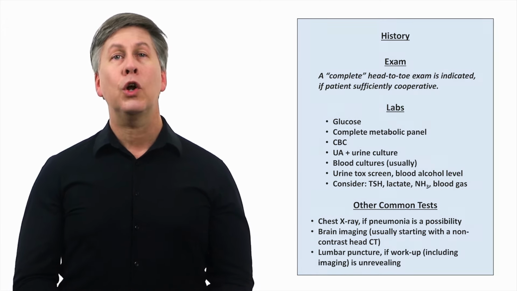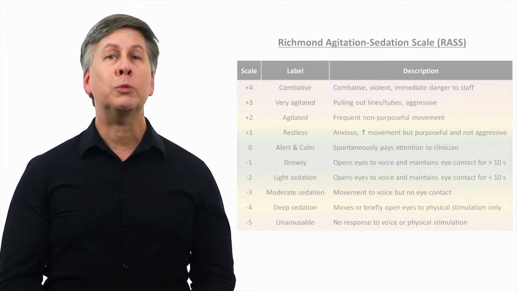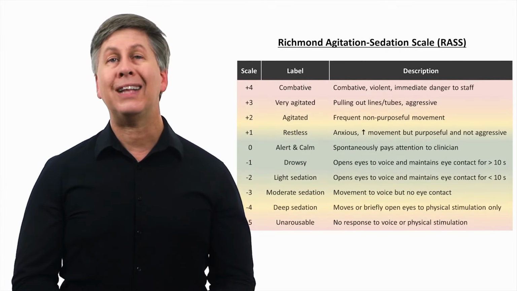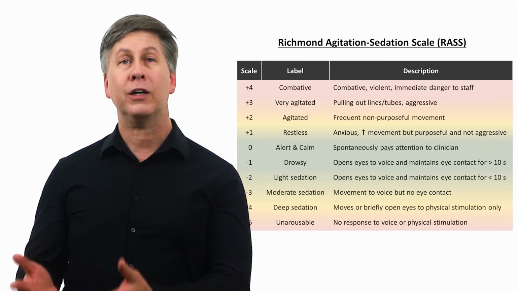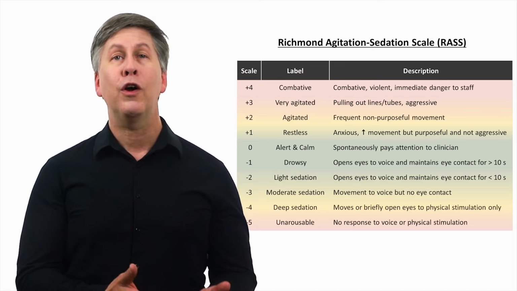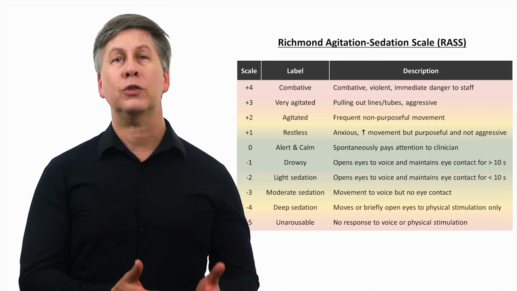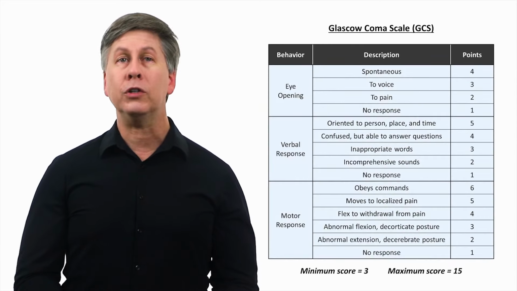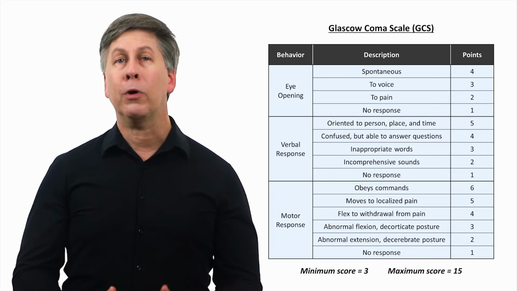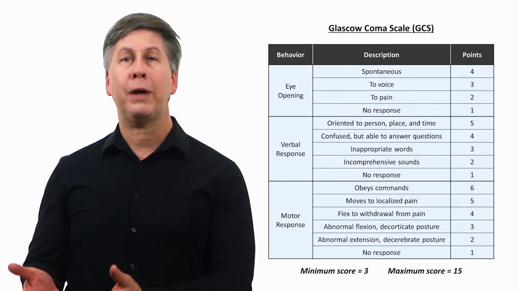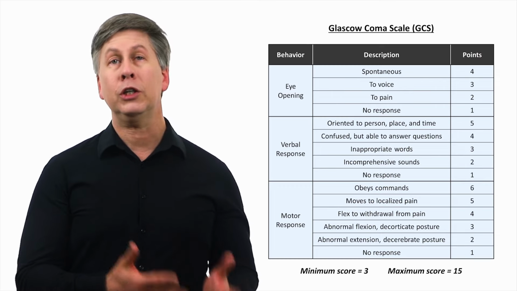In addition to all this, there are several scales and scoring systems that are frequently discussed when evaluating patients with altered mentation. One is the Richmond Agitation Sedation Scale, which is a 10-point scale ranging from +4 for combative patients who are imminently dangerous to the healthcare staff to -5 for patients who are completely unarousable to voice or physical stimulation. The Glasgow Coma Scale grades 3 behaviors, eye-opening, verbal response, and motor response, to come up with a number ranging from 3 for a fully comatose patient to 15 for normal cognition.